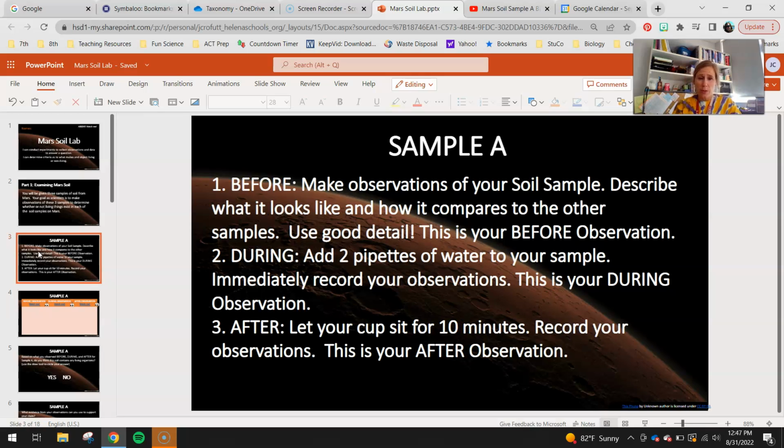And then what you will do is the during. You are going to add 2 pipettes, so that's 2 little bulbs of water, to your soil sample, and immediately record your observations. Right after you add the water, you'll swizzle it up and take a look at it. That's what we call your during. Immediately after you add the water, what happened? What does your soil sample look like? Again, how is it different from the other ones? And then the after: let your cup sit for 10 minutes, then record your observation. This is your after observation.